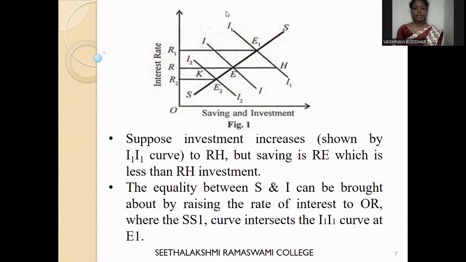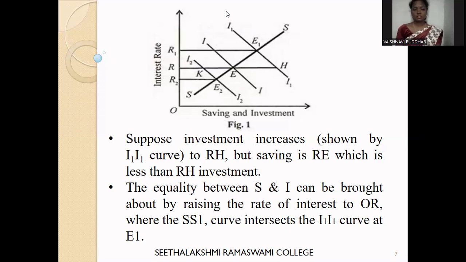According to the diagram, the I1 curve moves to RH, from OR, which means the extension of the rate of interest, that is, the equilibrium level of interest. Suppose investment increases from RE to RH at the OR rate of interest, then what is happening? Saving is RE, which is less than the RH investment.